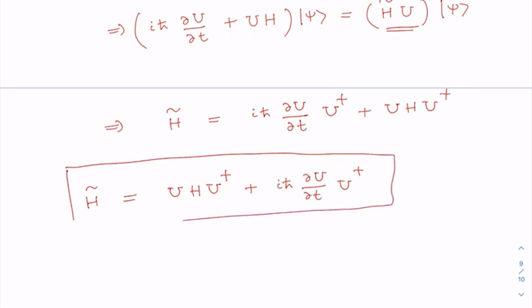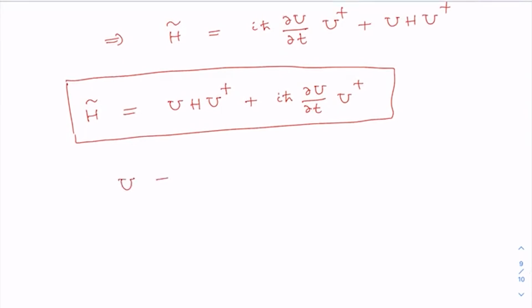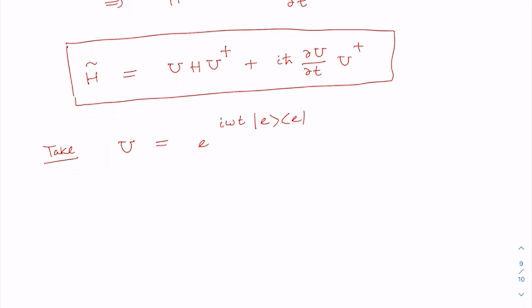We can immediately apply it for our considered case. If we take the unitary transformation as e to the power i omega t, take it as e^{iωt} |e⟩⟨e|, and apply it to our two-level system case here, then we can show that this Hamiltonian H̃ would indeed turn out to be the matrix 0, ħΩ/2; ħΩ/2, minus ħΔ.